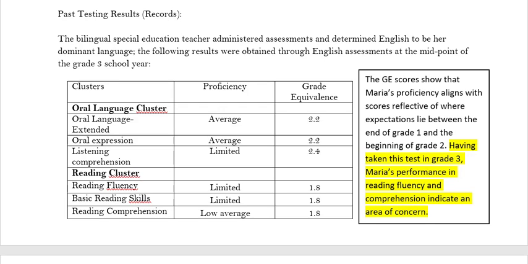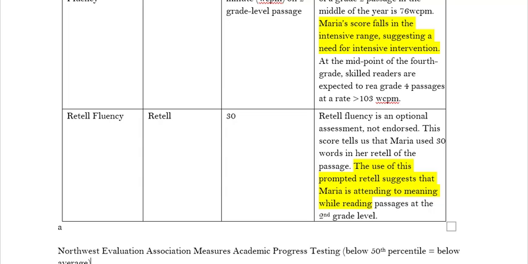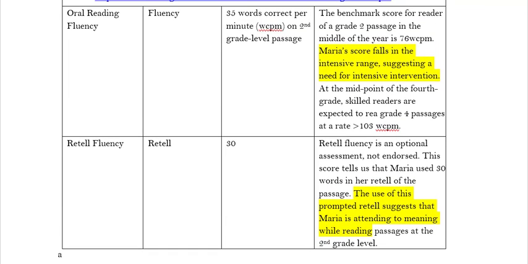Now, having taken this test in 3rd grade, Maria's performance in reading fluency and comprehension do indicate an area of concern where more data would need to be collected. Additional data were gathered through the DIBELS, that's the Dynamic Indicators of Basic Early Literacy Skills. The first test that was administered to Maria on the DIBELS was her oral reading fluency assessment.